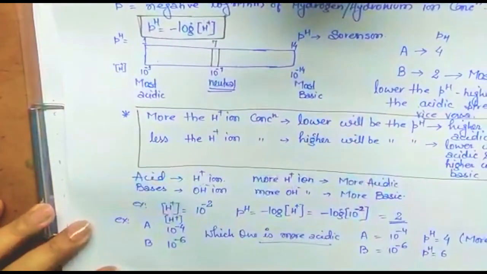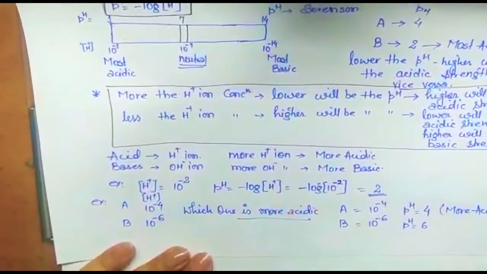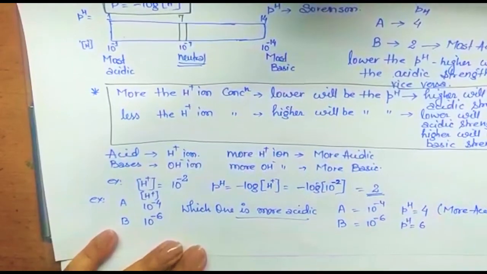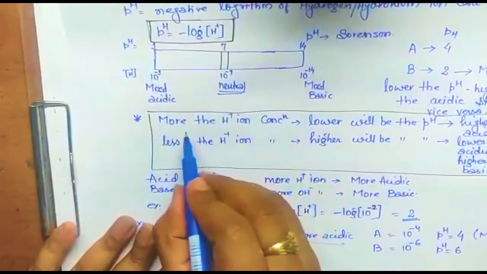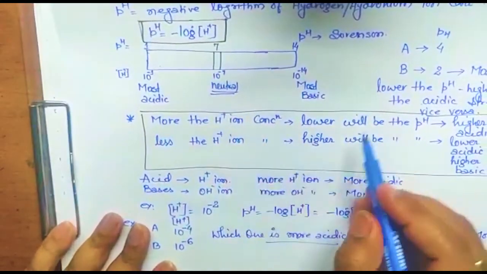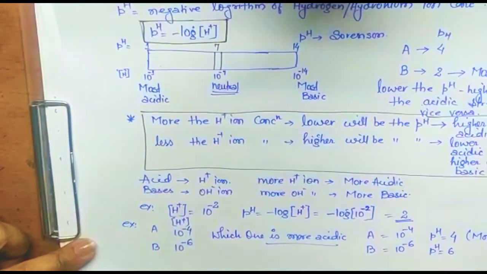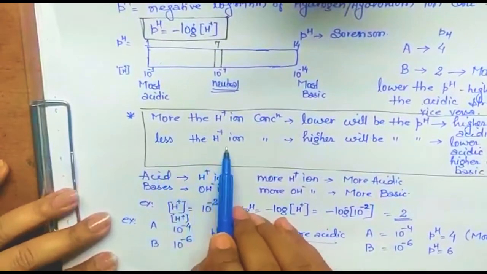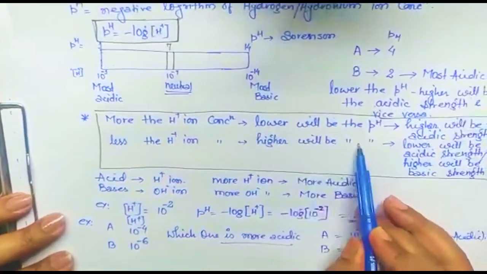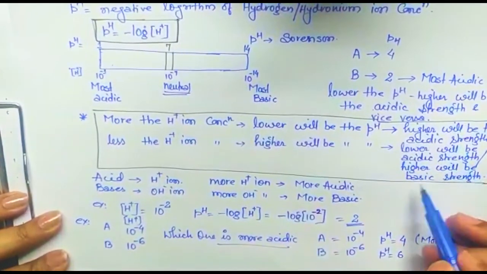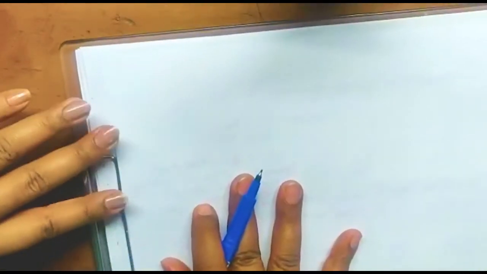I hope it is clear. Okay. So, what is the basic thing you have to keep in your mind? That is this one. The more the H plus ion concentration, the lower will be the pH and the higher will be the acidic strength. Clear? Similarly, the less the hydrogen ion concentration, the higher will be the pH and the lower will be the acidic strength. Okay. This I'm going to explain a little extra.